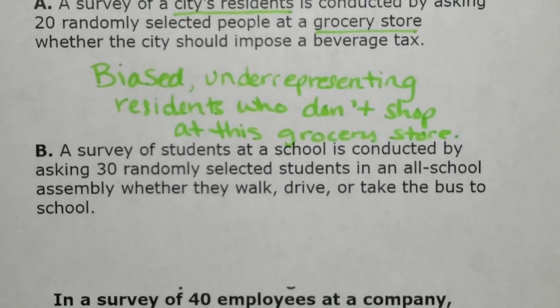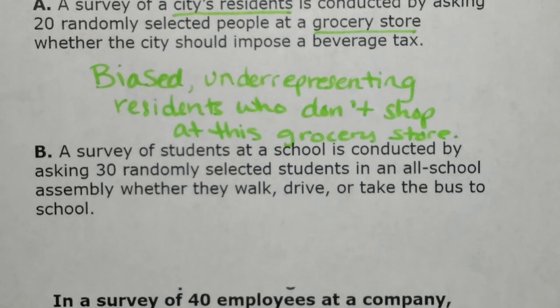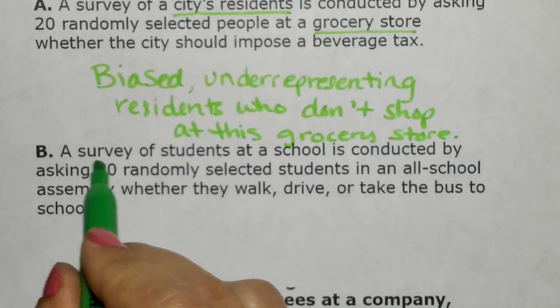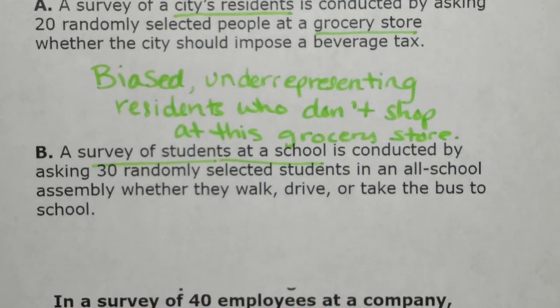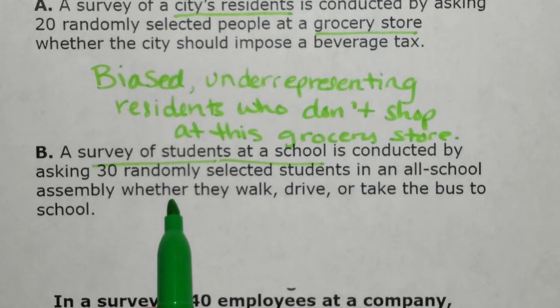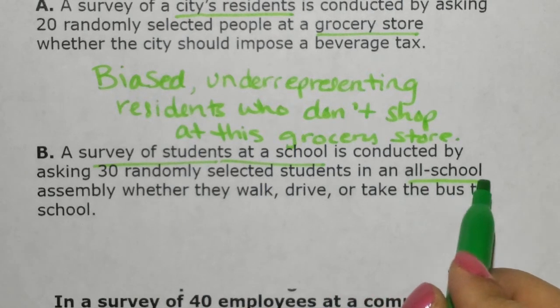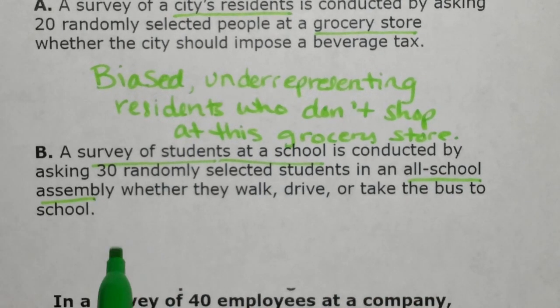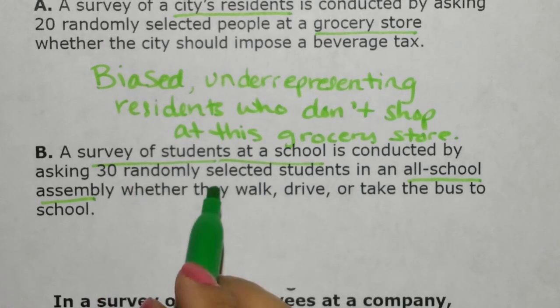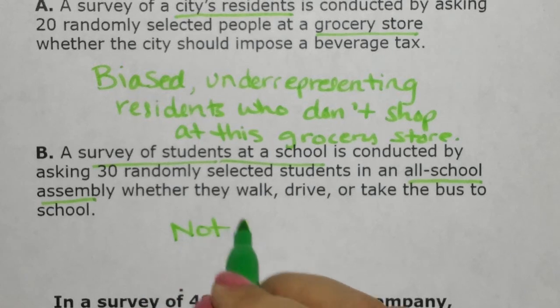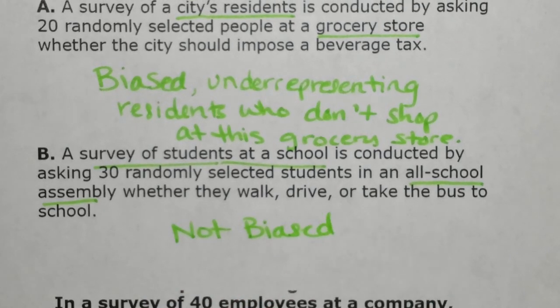Next, a survey of students at a school is conducted by asking 30 randomly selected students in an all-school assembly whether they walk, drive, or take the bus to school. They tell me they chose 30 random students, and they chose them from an all-school assembly, which means every student was there. So they all have an equal chance of being selected. So this is not biased. This would be a true random sample.